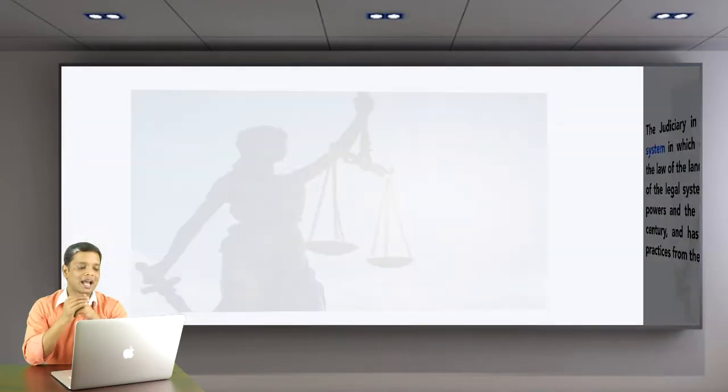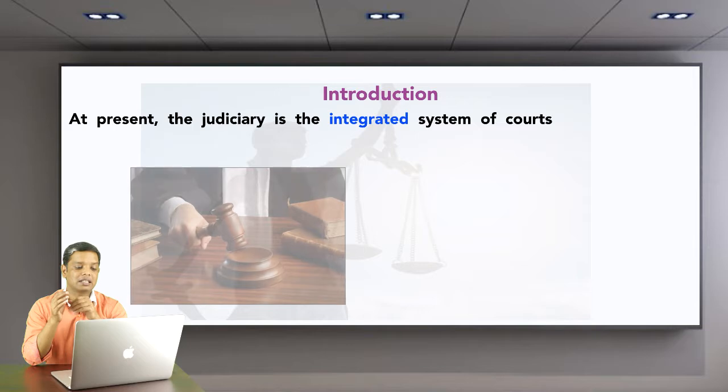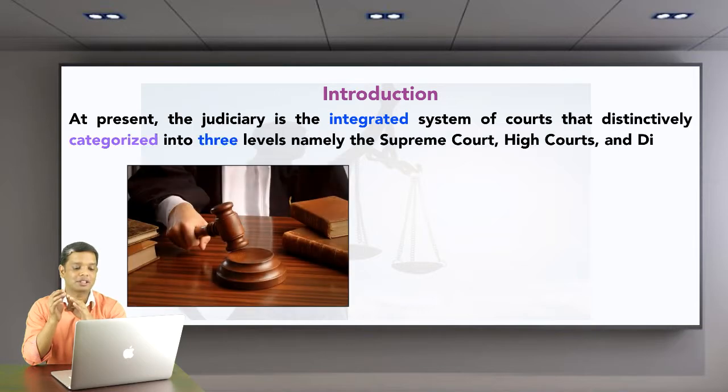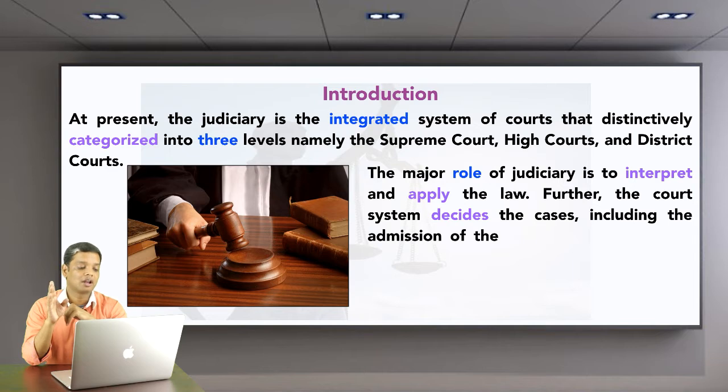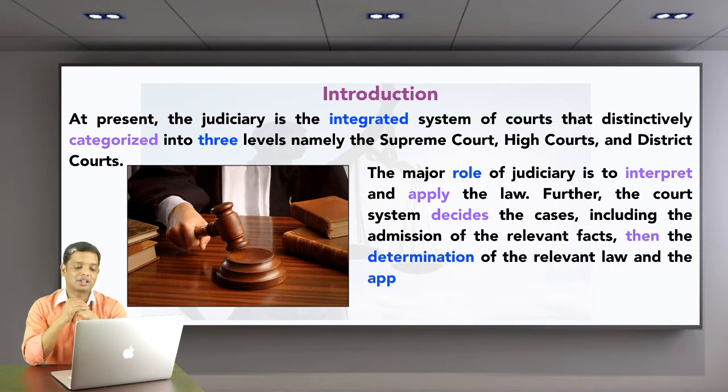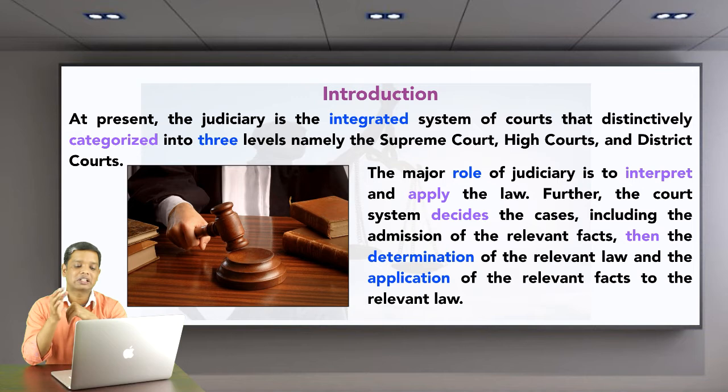Now the next point is, at present the judiciary is an integrated system of courts that is distinctively categorized into 3 levels, namely the Supreme Court, High Courts and District Courts. The major role of the judiciary is to interpret and apply the law. Further, the court system decides the cases, including the admission of the relevant facts, the determination of the relevant law and the application of the relevant facts to the relevant law.